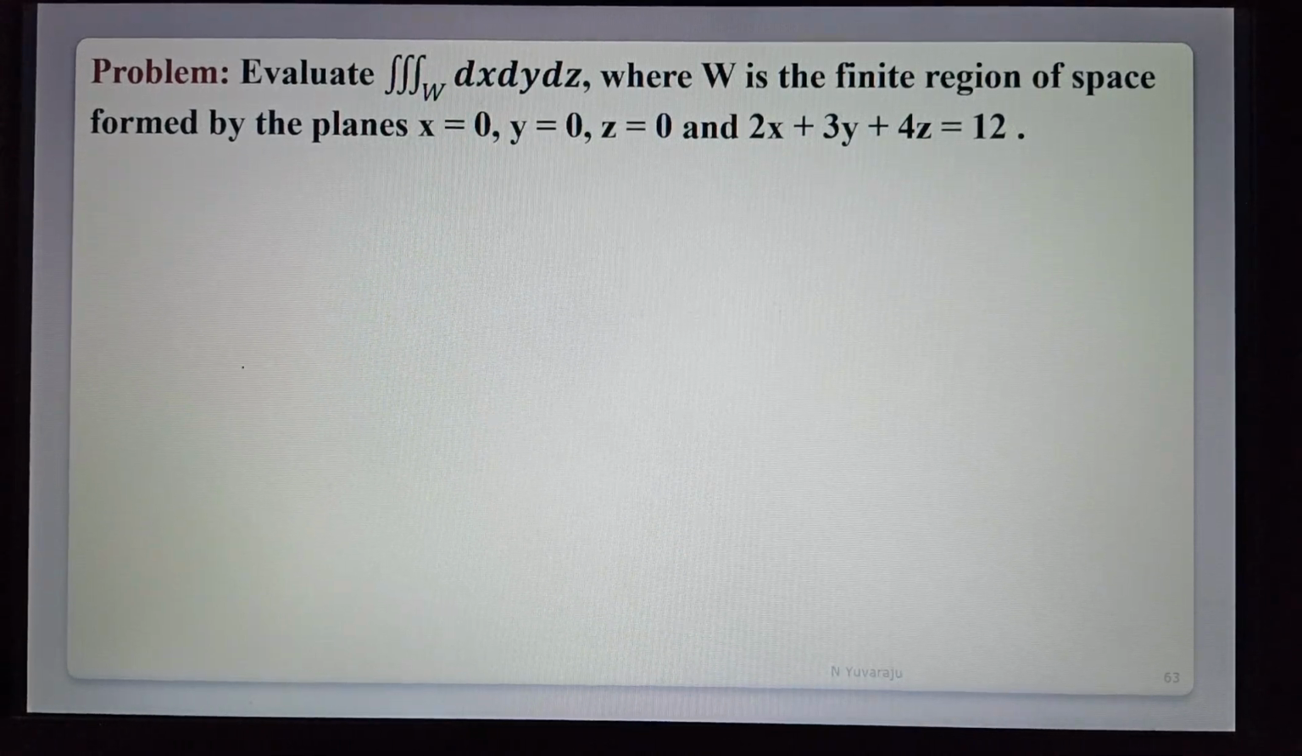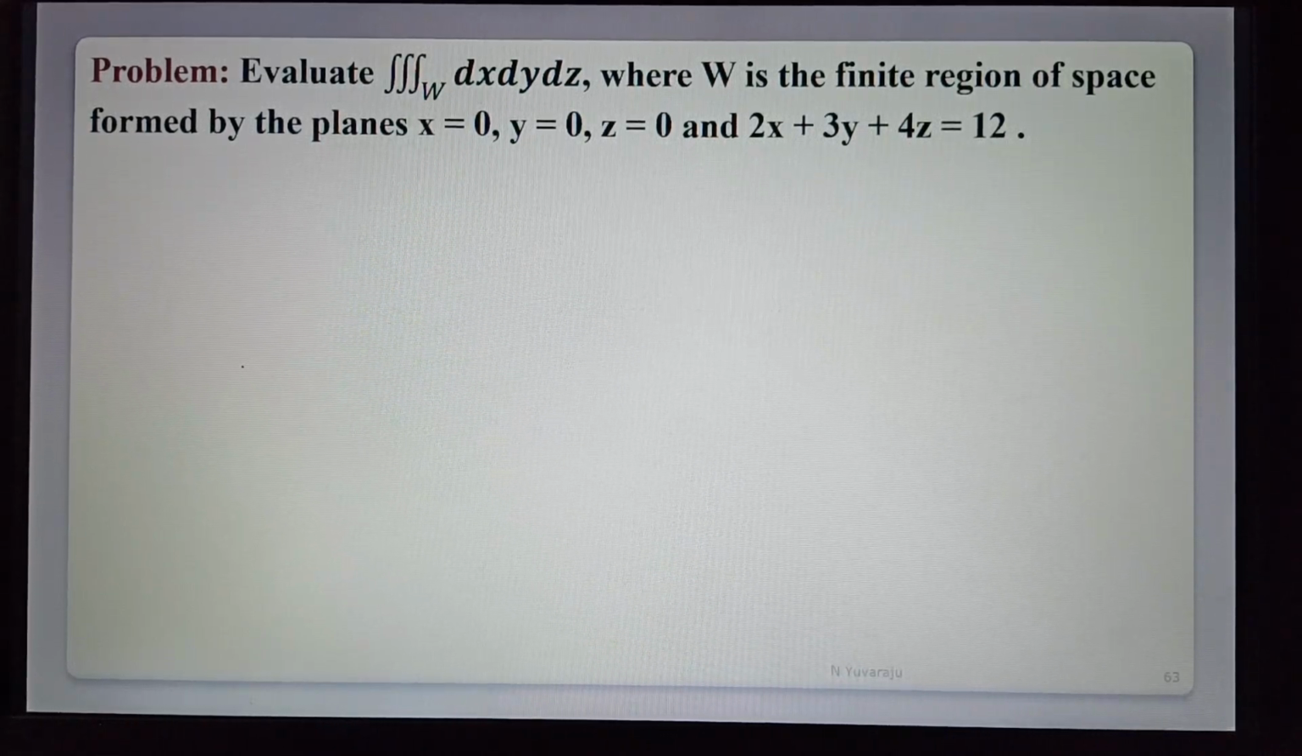See the next example. Evaluate the integration over W of dx dy dz, where W is the finite region of space formed by the planes x equals 0, y equals 0, z equals 0, and 2x plus 3y plus 4z equals 12. So that means indirectly we have to find the volume of the given region.